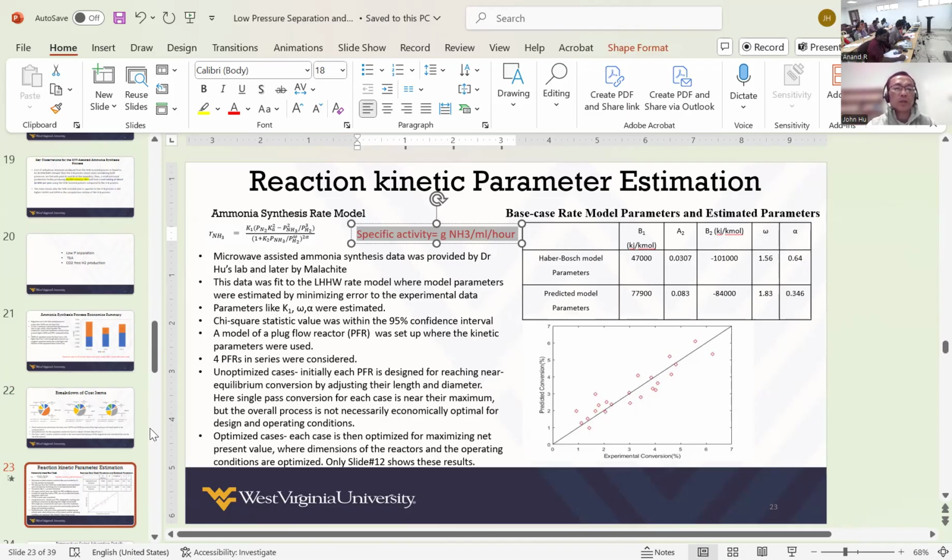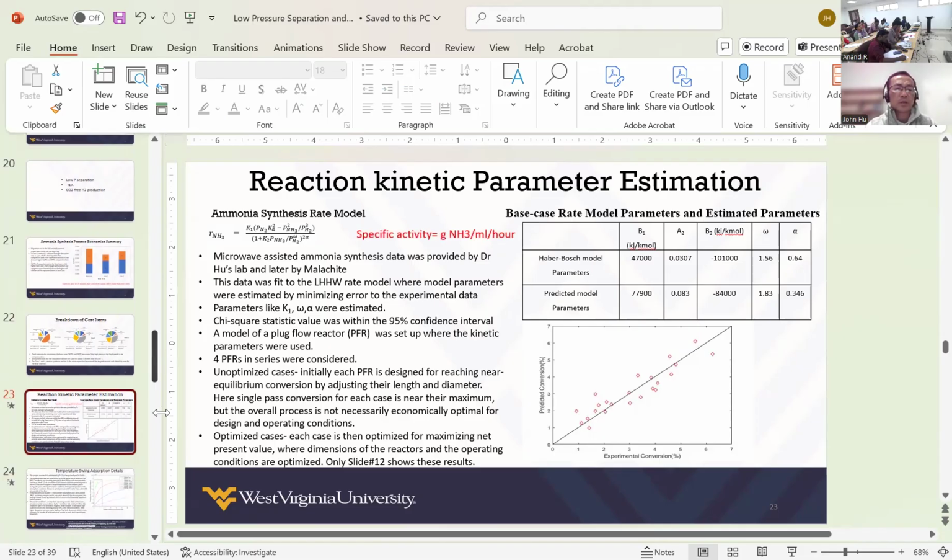Okay, I don't want to go through the detail here, because if you are not in the modeling work, it's very difficult to interpret. But I just want to tell you, scientifically or mathematically, you have to do reaction kinetics in order to come up with the parameter estimates.